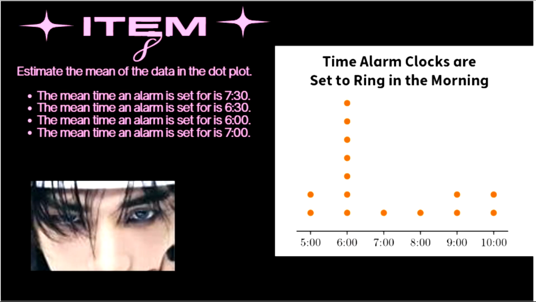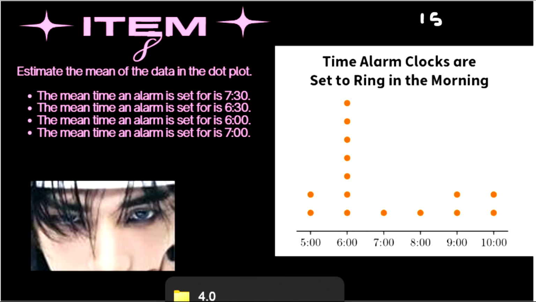Here's number 8, estimate the mean of the data in the data plot. So mean is the one that's mean and being a bully. It requires us to actually do math. So let's start with counting how many we have. 1, 2, 3, 4, 5, 6, 7, 8, 9, 10, 11, 12, 13, 14, 15. Okay, so we have 15 data points total. And then what we need to do is add all of them together and then divide by 15.